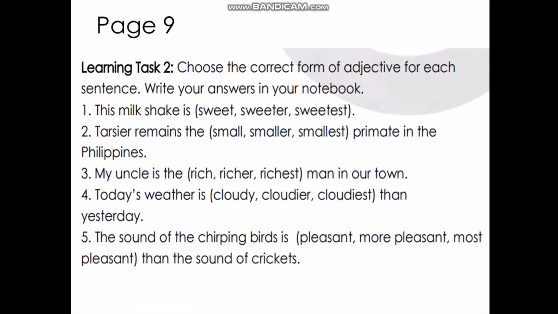So for number 1, this milkshake is sweet, sweeter, or sweetest. Just write your answer on your paper. Number 2, Tarsier remains the smaller, smallest primate in the Philippines.